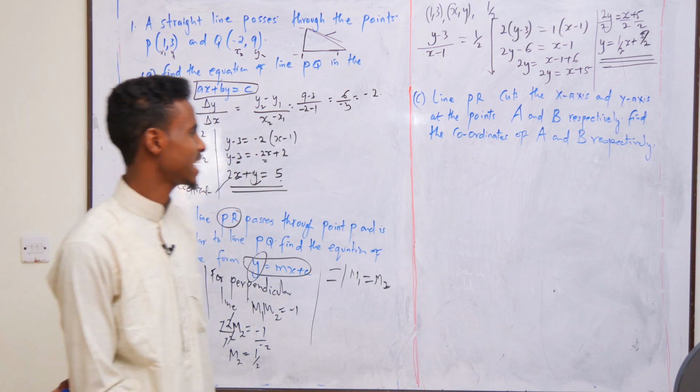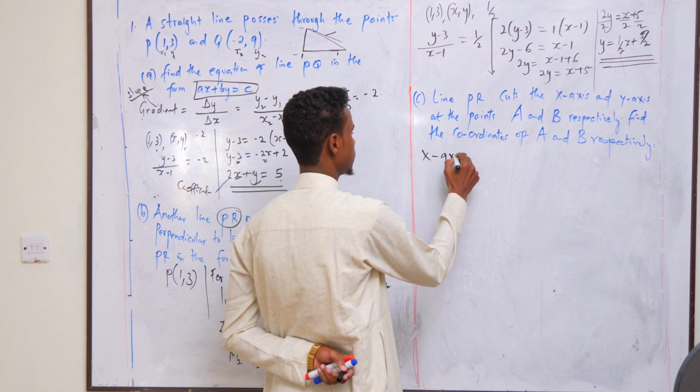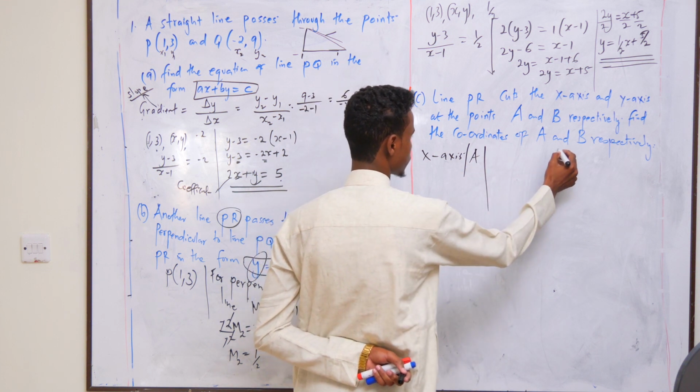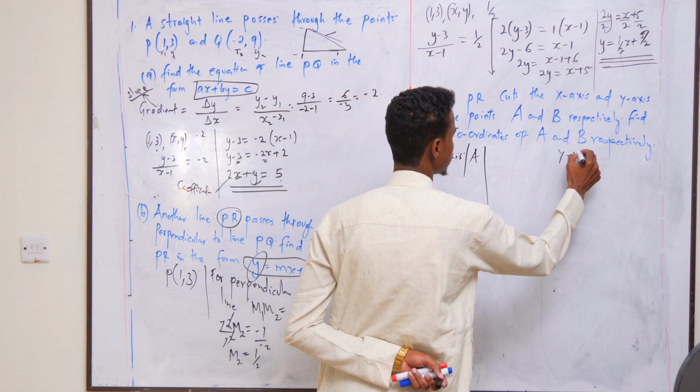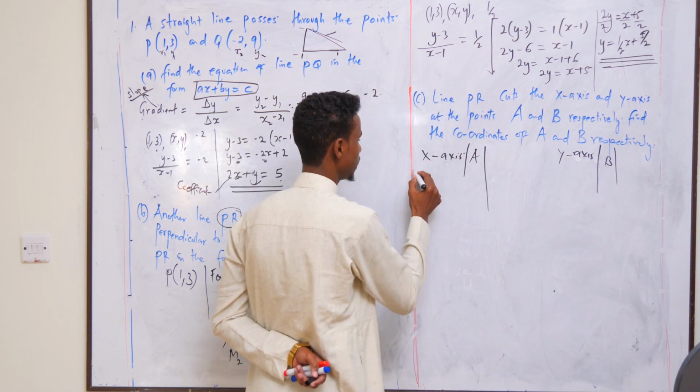Line PR cuts the x-axis and the y-axis. The x-axis at point A, and the y-axis at point B. Now let's look at these things very quickly.